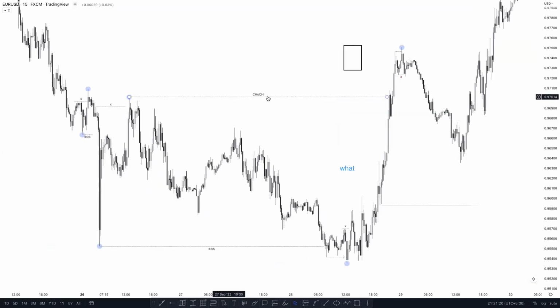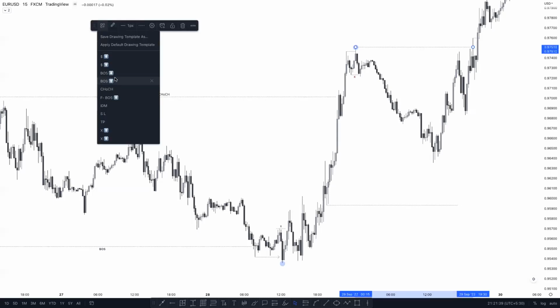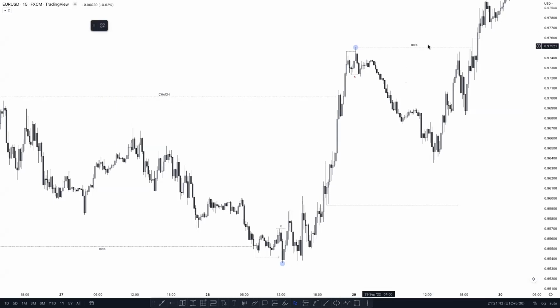Because our change of character is here, it took out the inducement, and then what happened? Market confirmed the higher high, and what happened here? In the next attempt, market broke the structure here. In the first attempt, market just swept the liquidity, but in the next attempt, market closed above it. So this becomes our break of structure to the upside, right? So after the break of structure, and once price closed above it, this higher low is confirmed here.